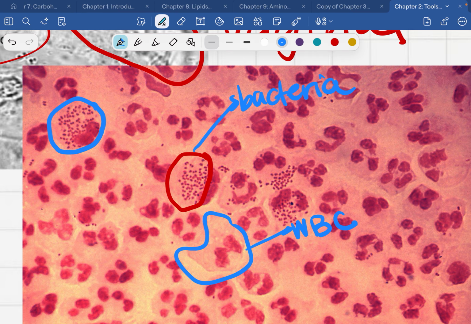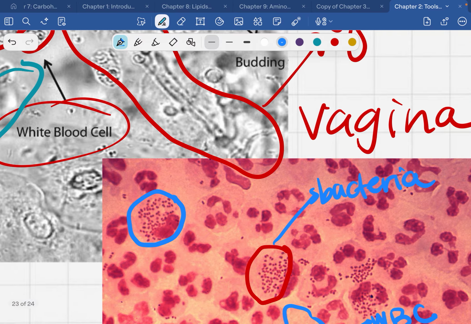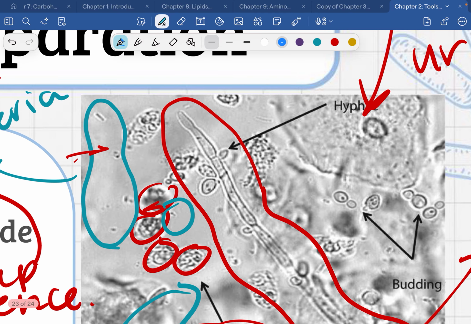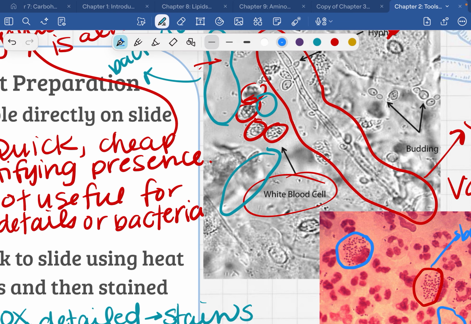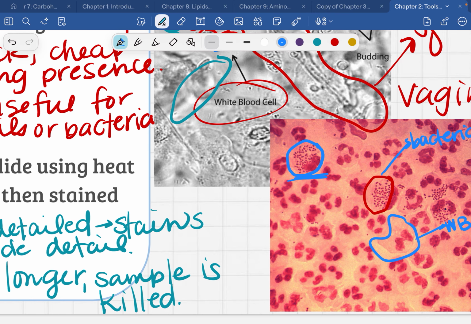But if I looked at this unstained and only at 40x, so if I tried to diagnose this person with gonorrhea without staining it, I wouldn't have any of that information. It would look like this. This tells me nothing, right? Look at the size difference. This is what a white blood cell looks like at 40x when it's unstained, and this is what a white blood cell looks like at 100x when it's stained. There's a lot more detail there.